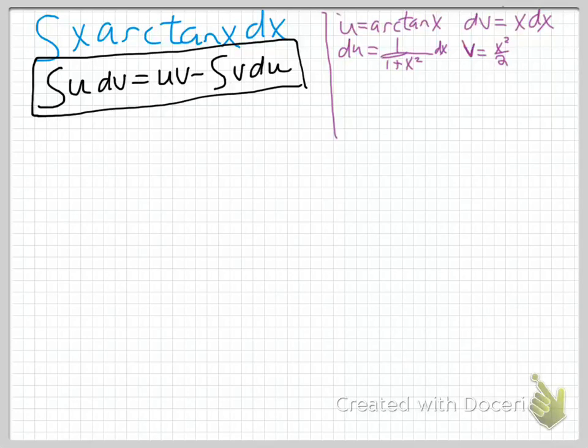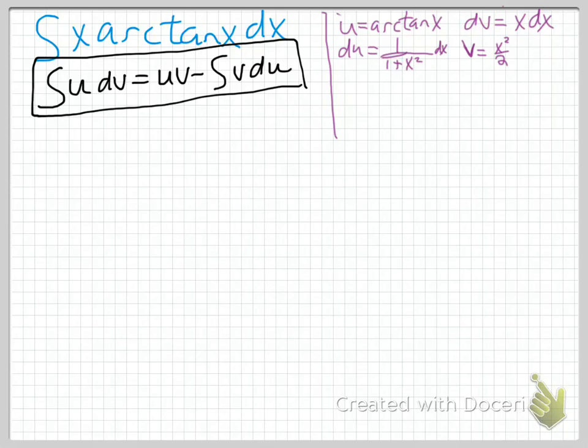Alright, we're going to take this problem, x arctan of x dx, and find the integral by using the integration by parts formula. We've already set up what u is equal to, arctan of x, and dv is x dx, and we took the derivative of u and the integral of dv and got x squared over 2. So we're just going to put this formula together.